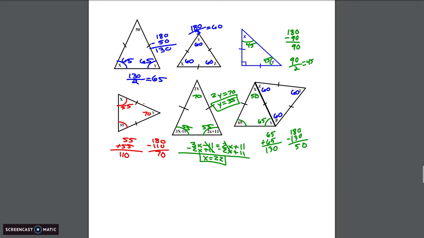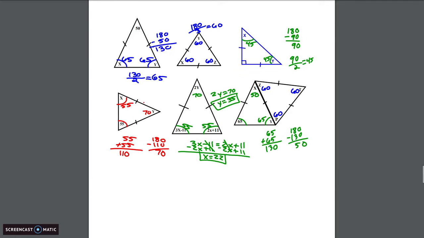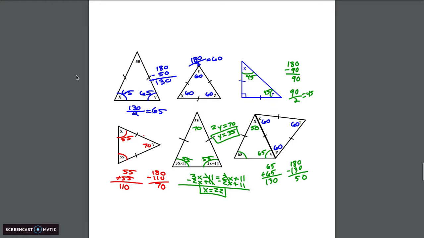Well, here's some practice. You already see the answers, but you can pause the video and try to see what the answers are here.